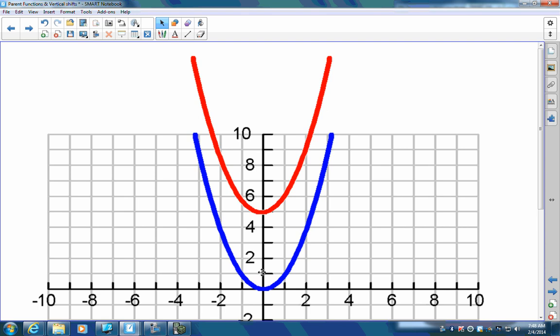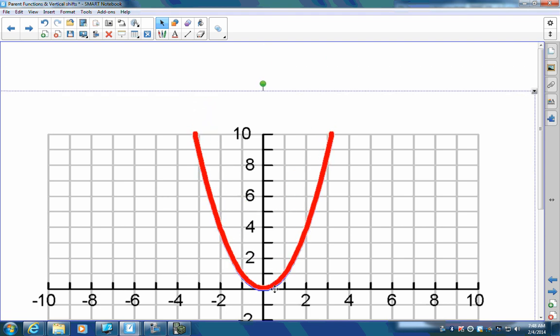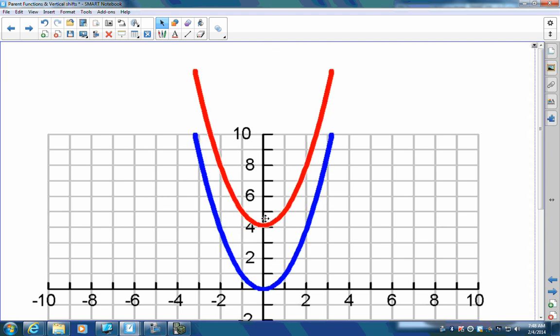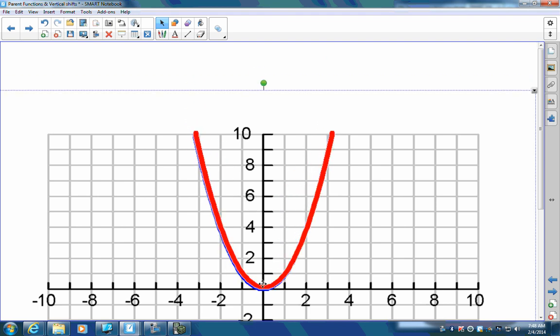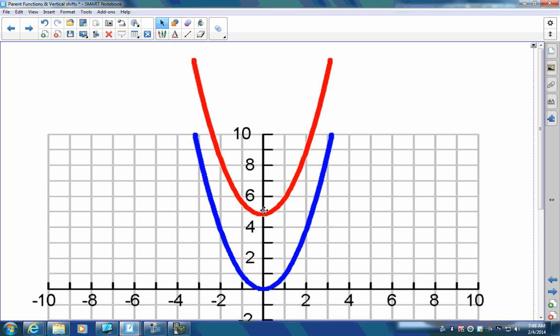Some people say it was shorter or it looked a little bit smaller or skinnier. But is that really what happened? All I did was move the vertex up 5 units. Did it make it skinnier? If I move it back down, it's still the same width, right? The only thing that plus 5 did was shift it up.